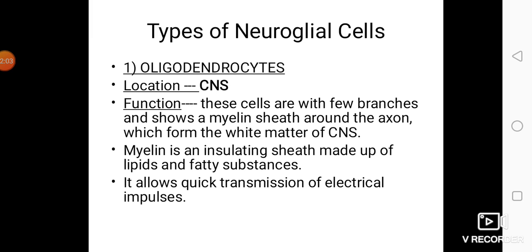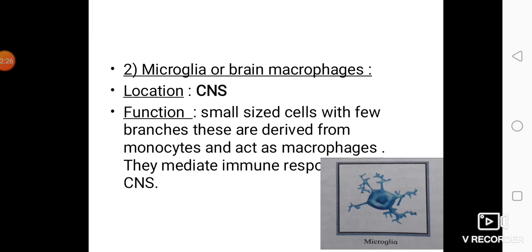So the first type of neuroglial cells which we mentioned are oligodendrocytes. Oligodendrocytes generally form the white matter of the CNS and are characterized by the presence of a myelin sheath around their axon. They are functional in transmitting the nerve impulse in a much faster manner.